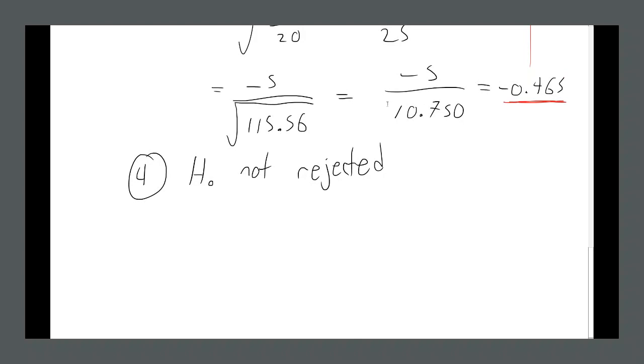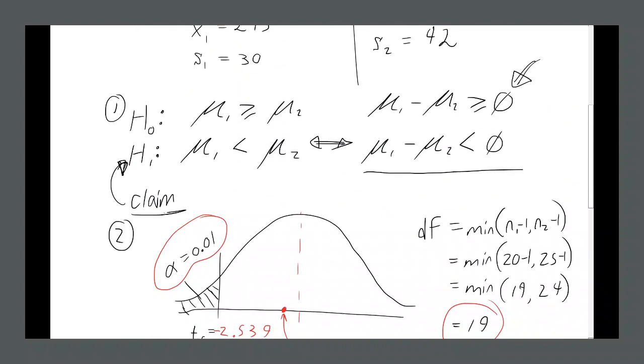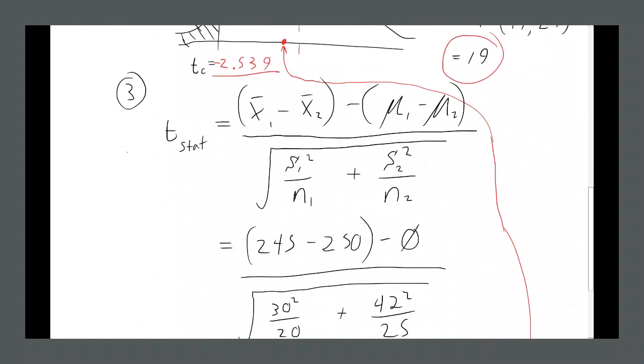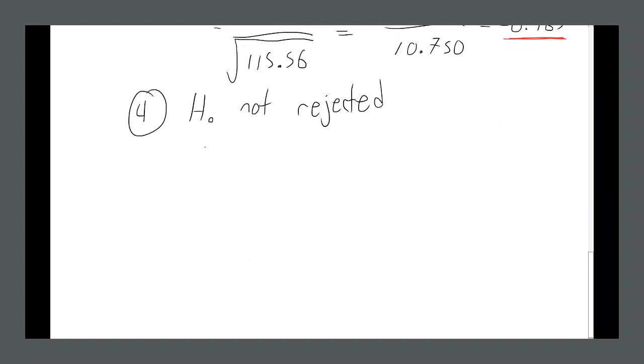And what does that say about our claim? Well, our claim was attached to the alternative hypothesis. If we're not rejecting H0, if we're sticking with it, well, then we're not going to the alternative hypothesis, so we're not going to the claim. The data does not support the claim. So the claim is not supported.